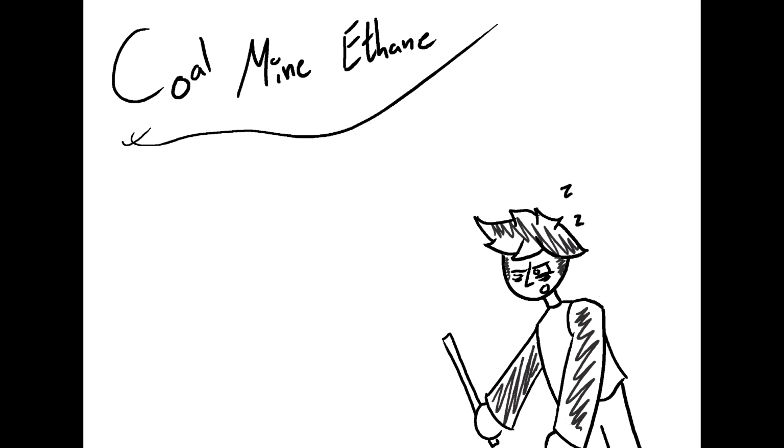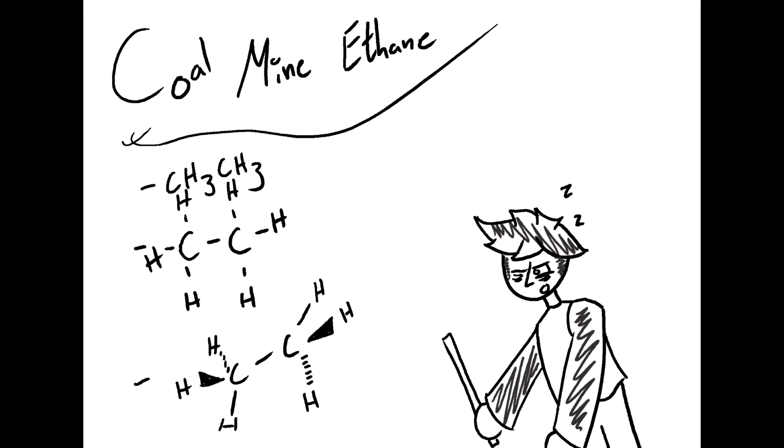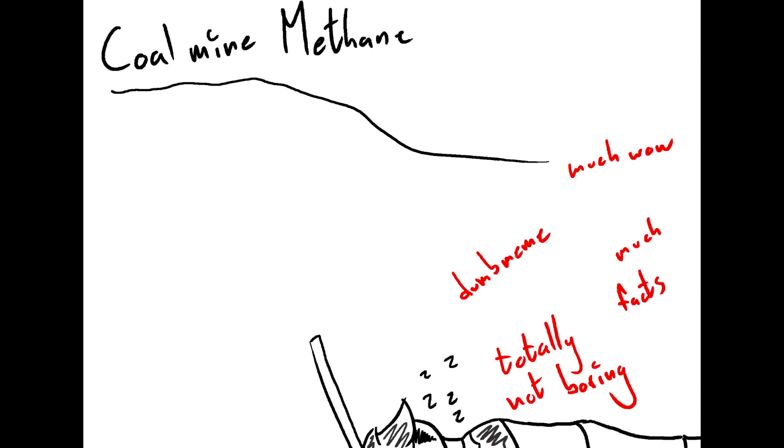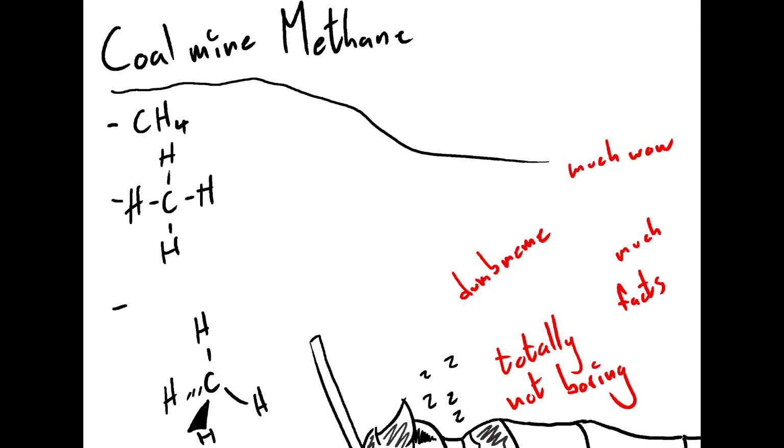Next up, we have coal-mine ethane, which has a chemical formula of CH3CH3. Its 3D model is called staggered, which basically looks like 2 trigonal pyramids attached. It is nonpolar, unlike the first 2. Another coal mine gas is methane. Methane has a chemical formula of CH4. Its 3D shape is tetrahedral, and it is nonpolar.